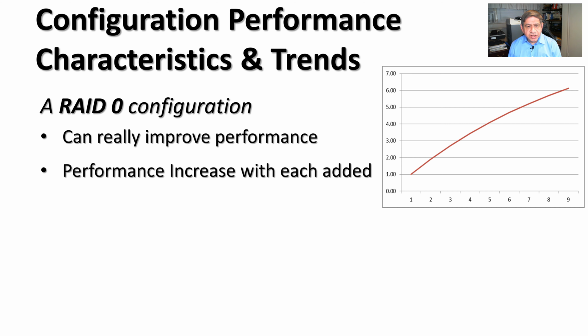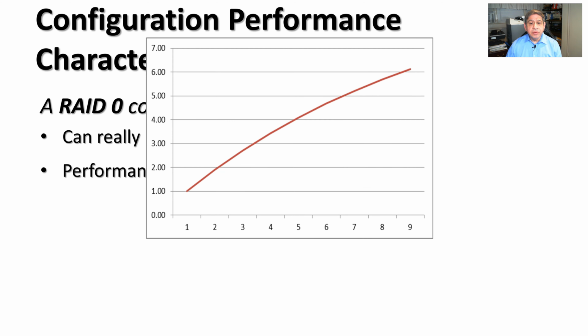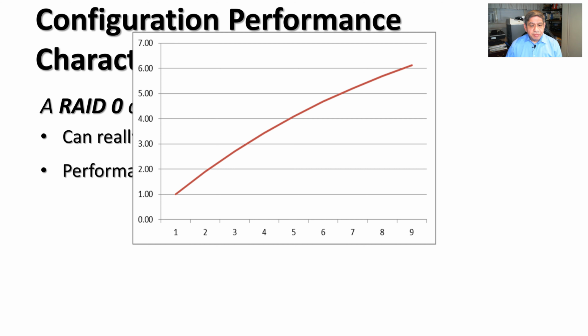For example, RAID 0, it can really improve performance as I showed in my last video. As you add each additional drive, it increases the performance, but it's not linear. This curve here, which I'll expand for you, shows that, for example, if you add in 5 drives, you're going to get the equivalent of about just over 4 drives performance as if they were running singularly. If you add in 9 drives, you're going to get just over 6 drives of performance. So you can calculate the formula on that if you're interested.